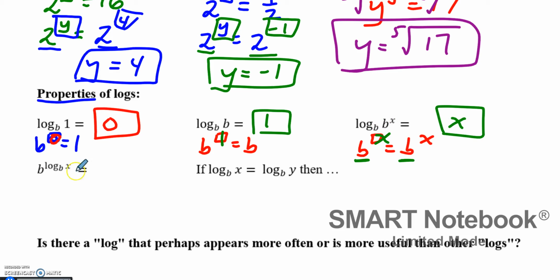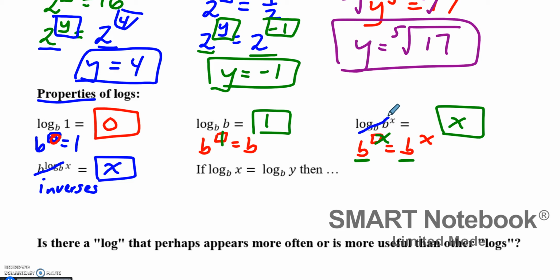Which leads me to this example, b to the log base b of x. These are inverses. So if I take an exponent and raise the log, because exponents and logs are inverses, they cross out and you're really just left with x. Same thing here technically.